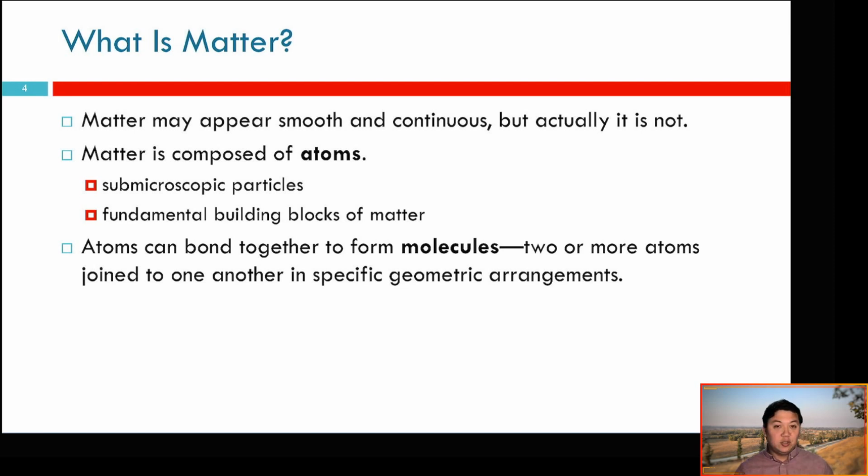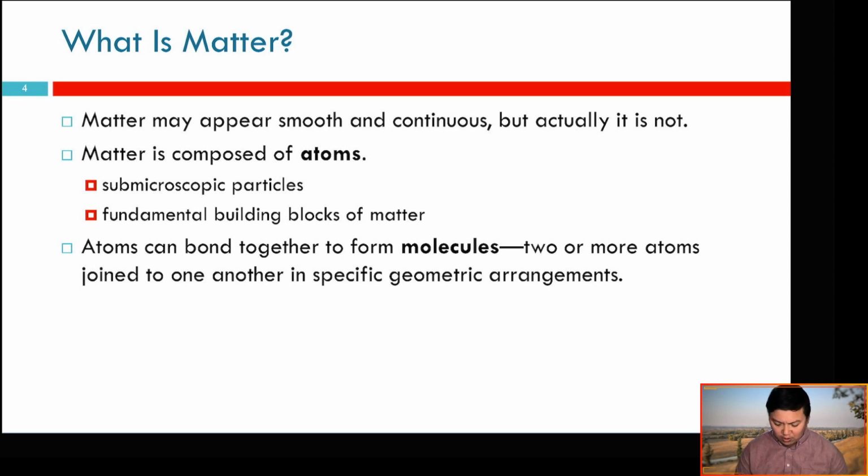So you can have individual atoms. An example would be helium, while oxygen actually forms diatoms, so it's two oxygen atoms bound together. But you can get individual atoms, or atoms can bond together to form molecules. Things like caffeine, right? Caffeine is a molecule that we're all familiar with, made up of several atoms. And so a molecule is defined as two or more atoms joined to one another in specific geometric arrangements.